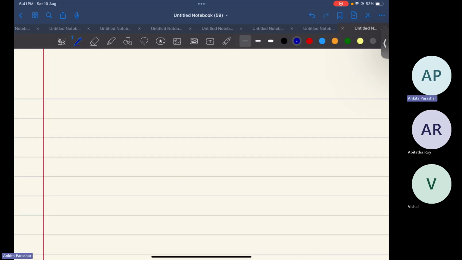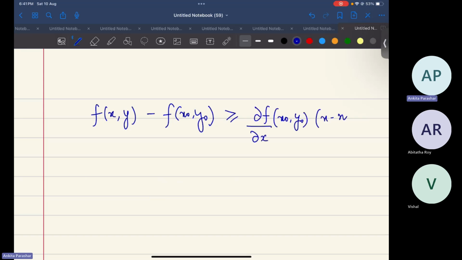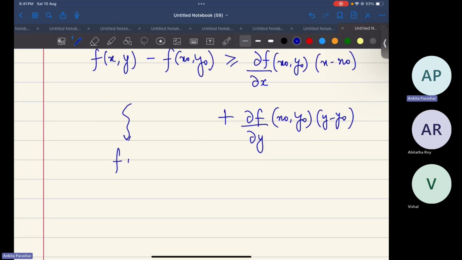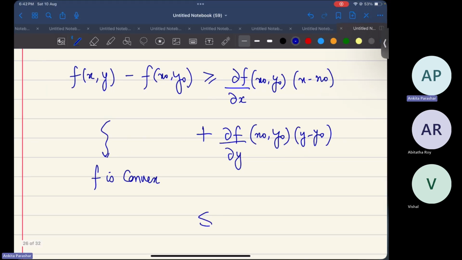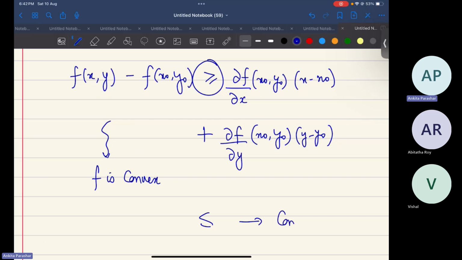If I correctly remember, it is f of x, y minus f of x naught, y naught is greater than or equal to del f by del x at (x naught, y naught) times (x minus x naught) plus del f by del y at (x naught, y naught) times (y minus y naught). I think this says that the function is convex. And if the inequality gets reversed, then it becomes concave.